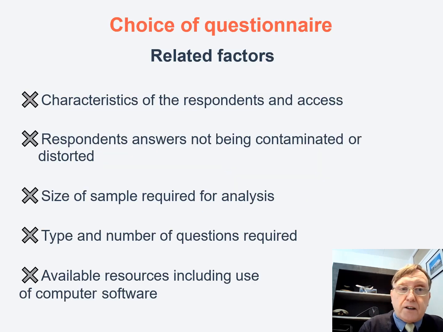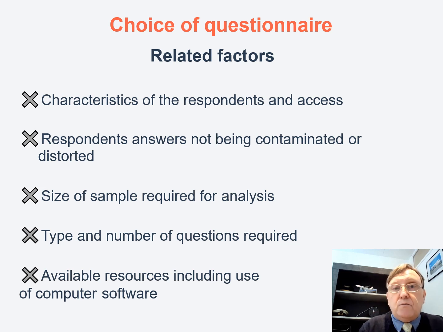So some related factors: the characteristics of the respondents and access, actually being able to get to them. As I mentioned, because I did work that was based on education and needed the respondents to be current students, I was able to get access to all my students. Obviously they had the right characteristics, they were the ideal people. They were students in the particular situation that I needed to ask them about. Then there is the respondents' answers not being contaminated or distorted, in other words, they could misinterpret or write the answers wrongly.